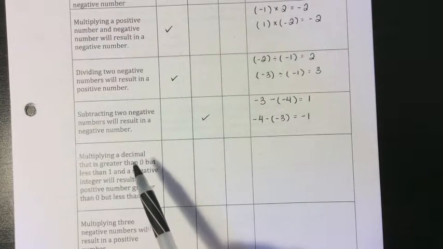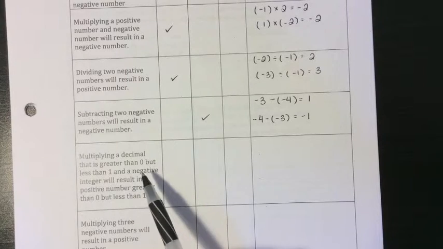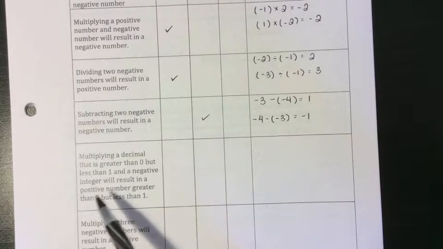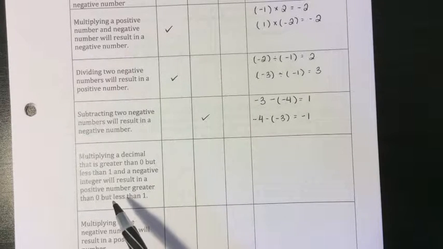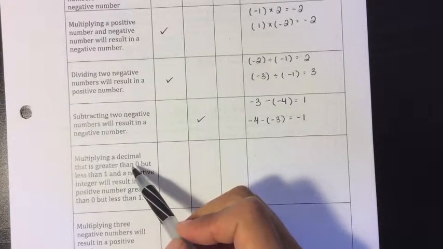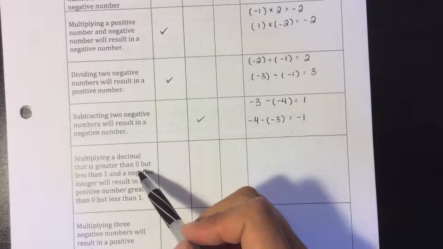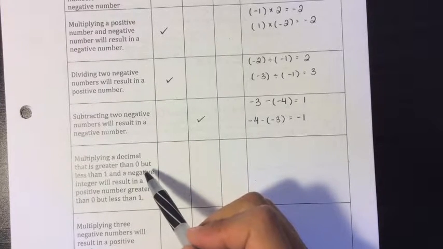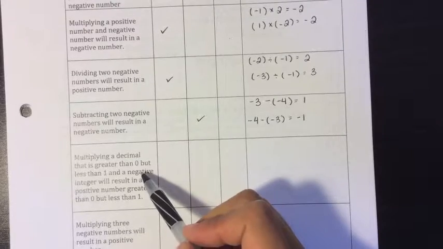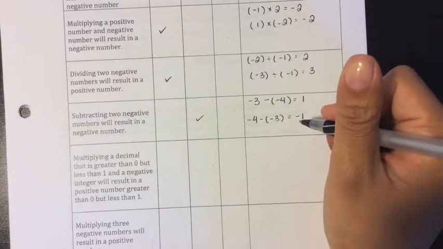Multiplying a decimal that is greater than 0 but less than 1 and a negative integer will result in a positive number greater than 0 but less than 1. So the first part of it is saying that if we're multiplying a decimal that's in between 0 and 1, and then we have a negative number, whichever that it is, you should already know that decimals, if they're in between 0 and 1, they're positive.